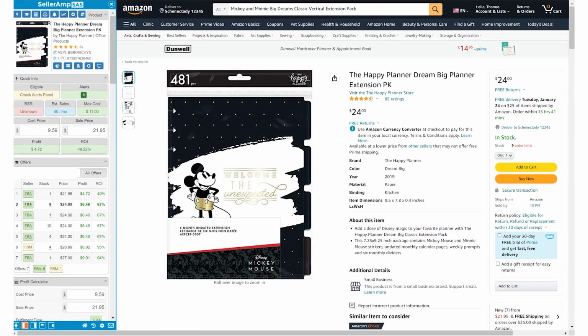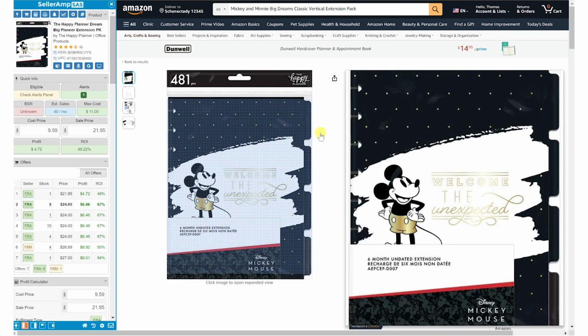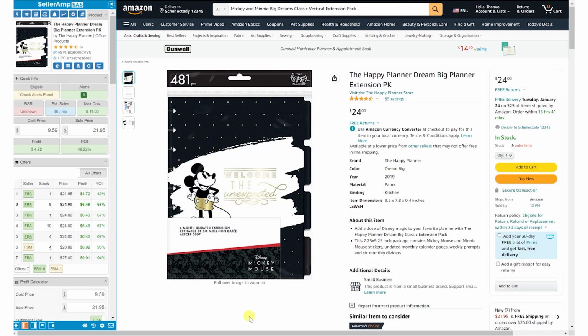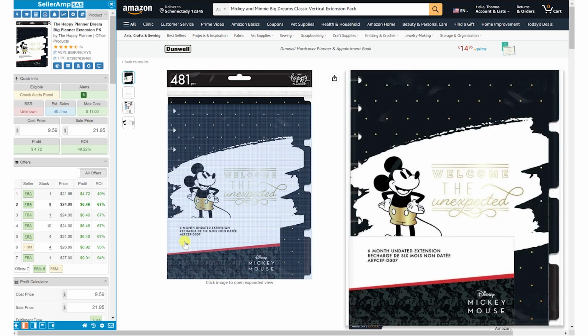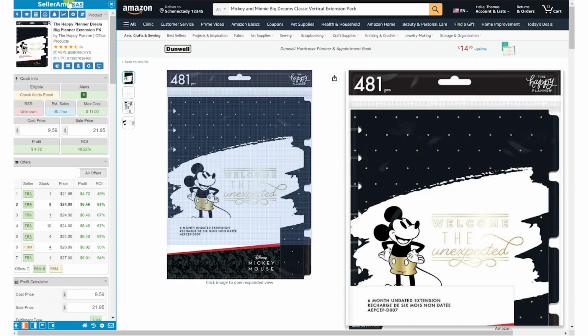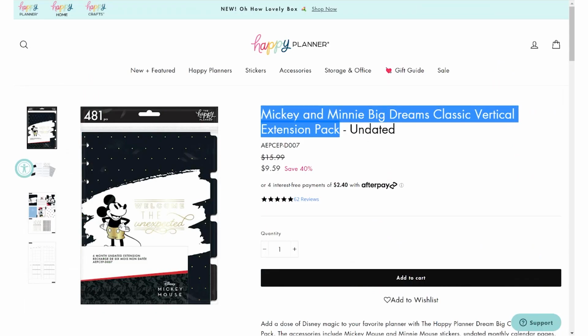So here we are, I'm just looking at it right now. I can see the 481. I'm also seeing 6 months undated, and I'm trying to get a feel for the product to see what it actually is. It's also got a code, AEP CEPD007. So it's going to help me identify if these 2 products are exactly the same. Let's have a quick look through. We've got the 481. We've also got the 6 months undated, and I can see down here AEP CEP007. So I'm going to feel pretty happy they're the same products.